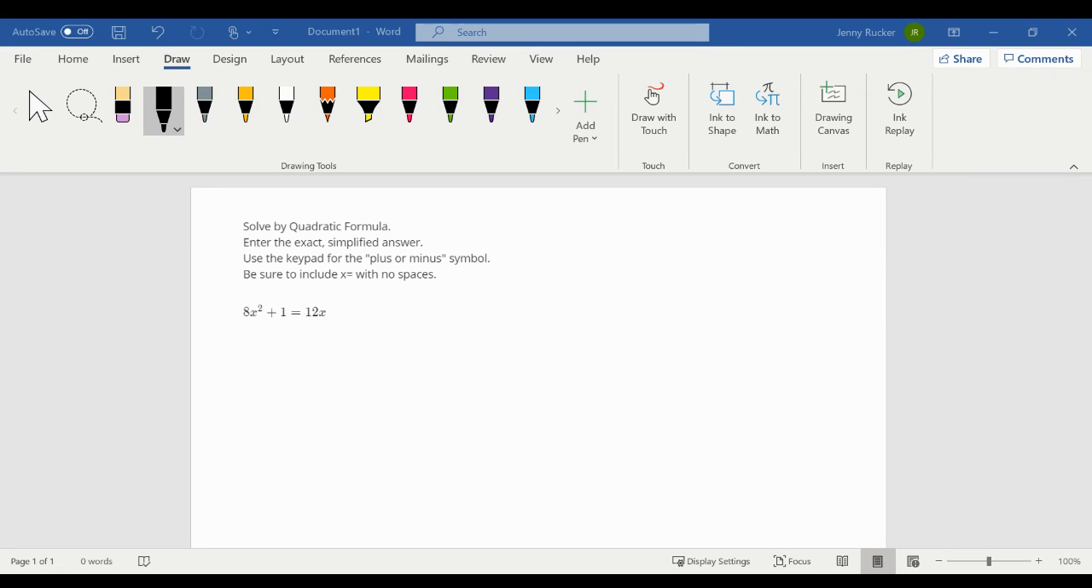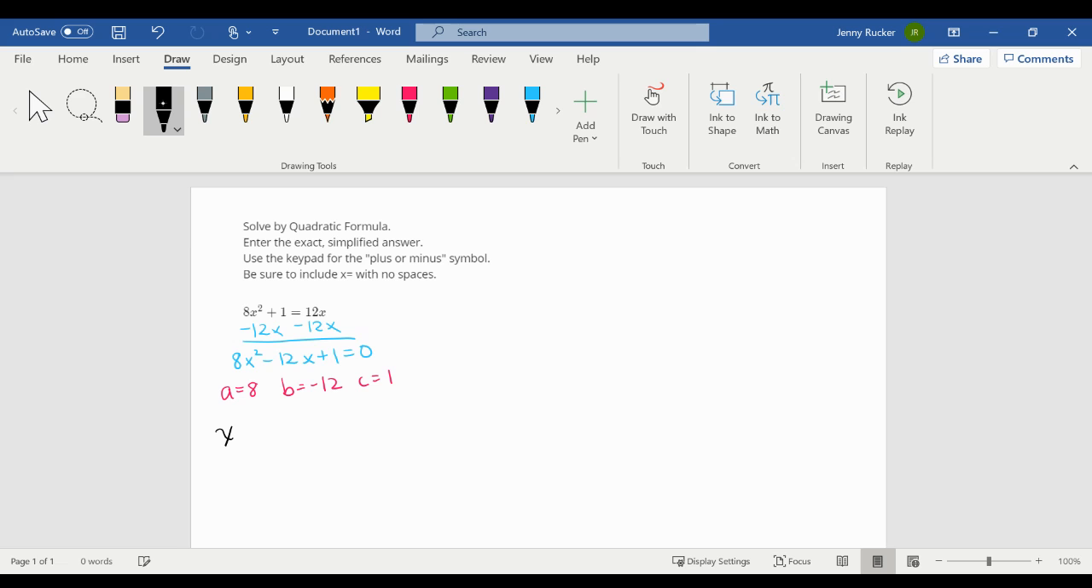Solve by quadratic formula. When we solve by the quadratic formula, we need to have our equation in standard form and set equal to 0. Let's go ahead and rearrange our equation so it's in the correct format. Let's subtract 12x from both sides of the equation, and that will leave us with 8x squared minus 12x plus 1 equals 0. Here we can identify a is 8, b is negative 12, and c is 1.